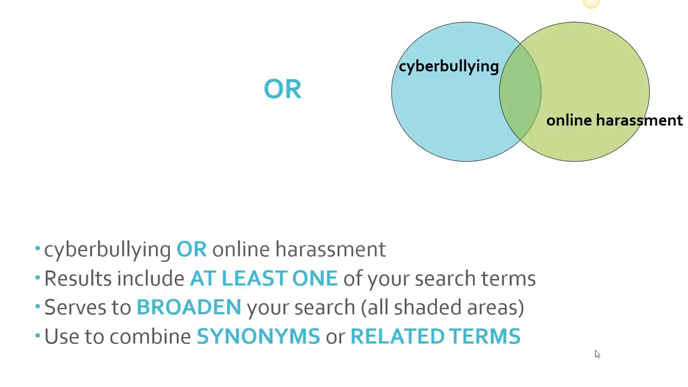I use the Boolean operator OR to combine synonyms or related terms. While I might call it cyberbullying, a related term might be online harassment. If I want to broaden my search, I combine these two search terms together with an OR. As a result, it's going to increase my result set because within those results, each of them must contain at least one of those search terms. And it might include both, because you can see that the intersecting area is also shaded, but it would be all of those articles in both of those universes.